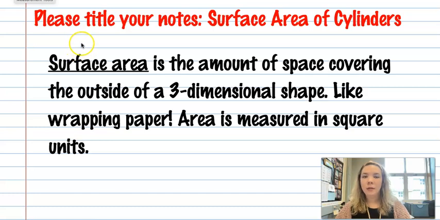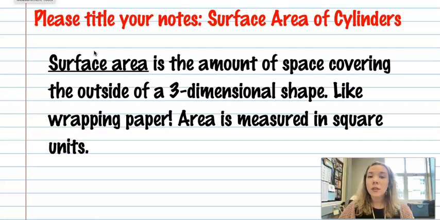All right, today we're going to be talking about the surface area of cylinders. So yesterday we did surface area of rectangular prisms, and this first slide is the same, but I just wanted to remind you that surface area is the amount of space covering the outside of a three-dimensional shape, just like wrapping paper is how we want to think about it, or tiny little squares covering the outside of a shape. Area is measured in square units.